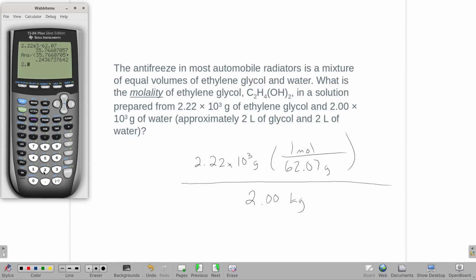So 2.22 times 10 to the third divided by 62.07, and then divide all that by 2, and we get a molality of 17.9.